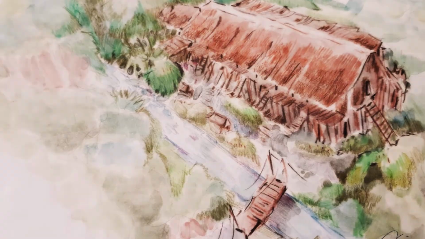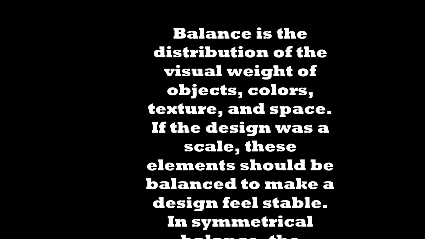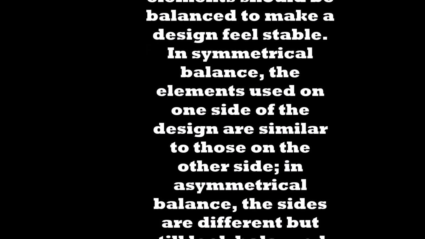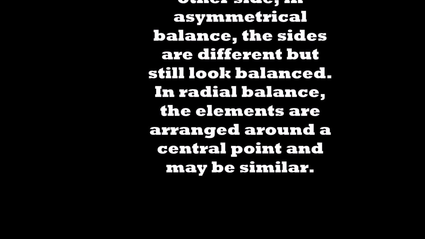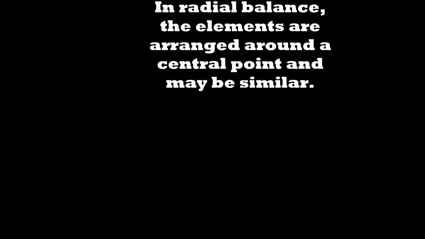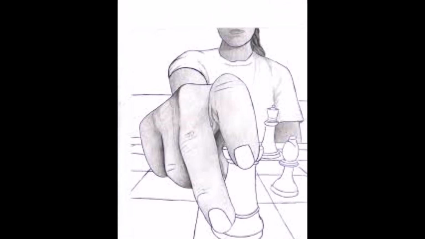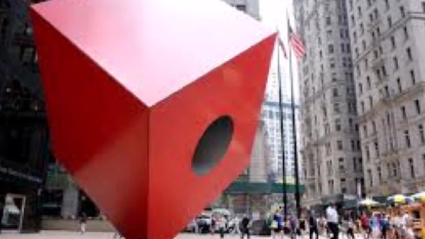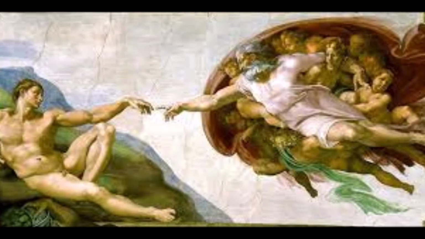Balance. Balance is the distribution of the visual weight of objects, colors, texture, and space. If the design was a scale, these elements should be balanced to make a design feel stable. In symmetrical balance, the elements used on one side of the design are similar to those on the other side. In asymmetrical balance, the sides are different but still look balanced. In radial balance, the elements are arranged around a center point and may be similar.